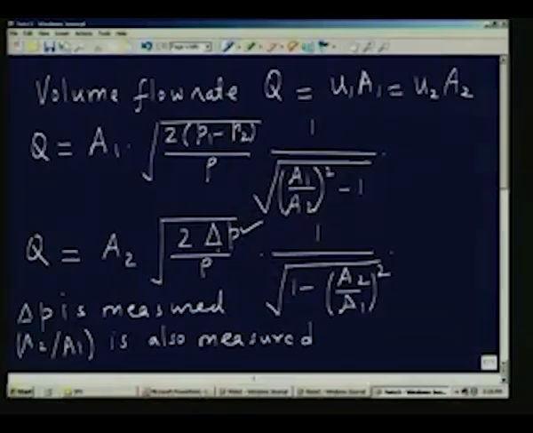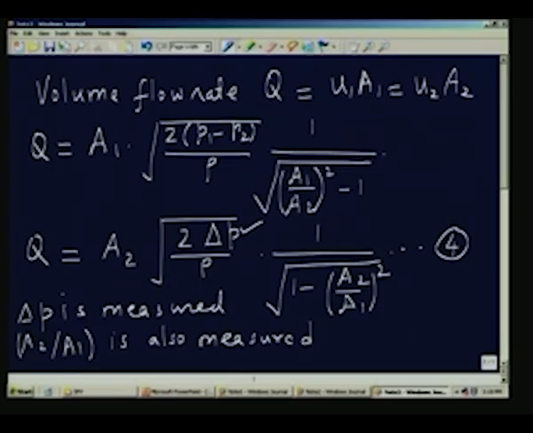So, I am going to use the measured pressure difference delta P and the value of A2 by A1, which characterizes the variable area device, and use this equation, which I will call equation number 4, as the basis for the measurement of the volumetric flow rate. This assumes that the fluid is incompressible, or if the fluid is a gas, for example, that the velocity is small compared to the speed of sound, such that the incompressibility assumption is valid. We have already seen this earlier in the case of the pitot tube.